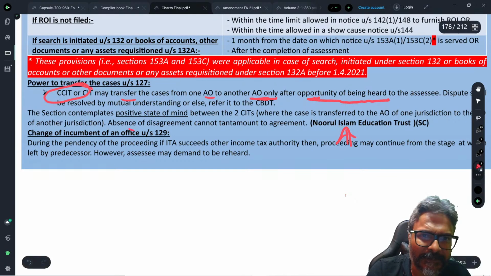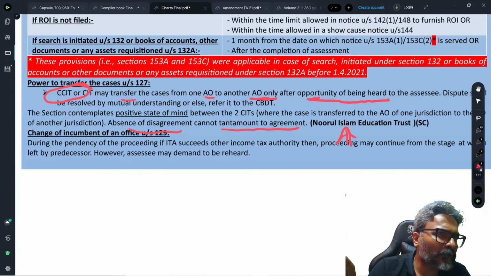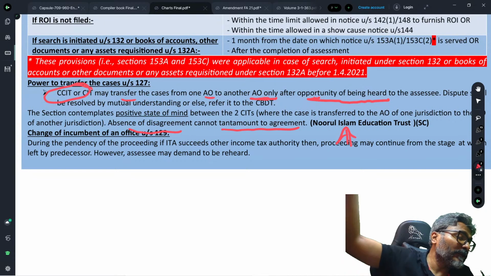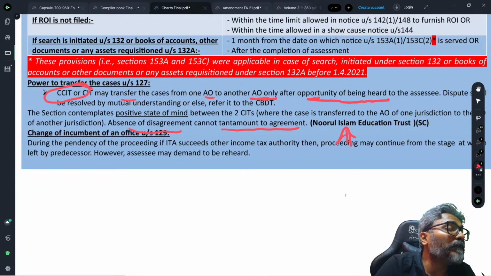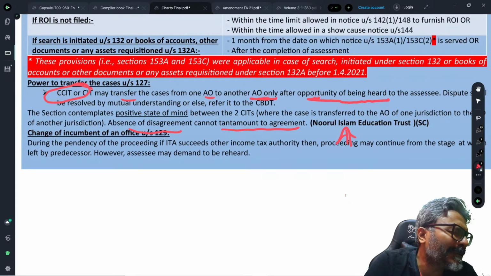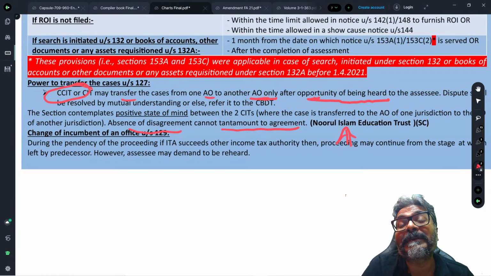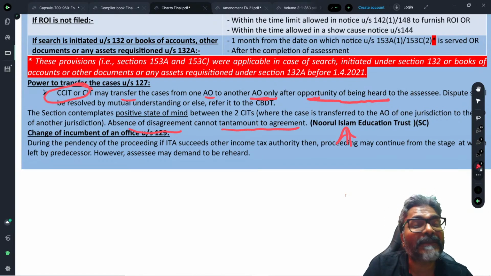Absence of a disagreement cannot tantamount to an agreement. Now what happened in Nurul Islam? The other CIT, to whom the AO was transferred with the case, did not complain that why you are transferring the case to my AO. So neither did he complain nor did he give his acceptance. He remained quiet. Just because he didn't complain doesn't mean that he has accepted this sort of transfer. No. He has to positively accept such a transfer.